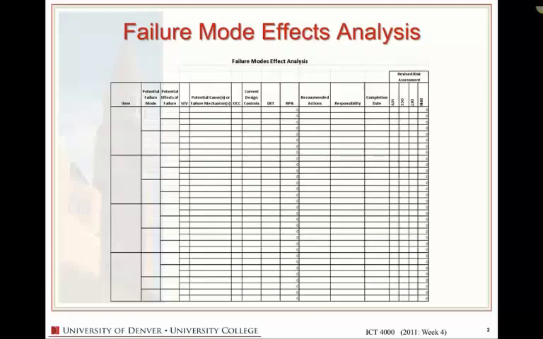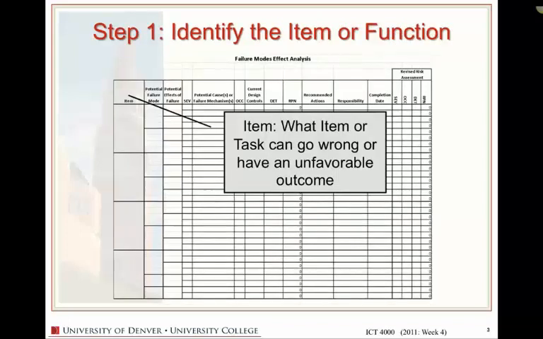So first of all, you have the failure modes effect analysis. And it's this big, complicated spreadsheet, but we're going to take it essentially one step at a time. The first thing that you do is you identify what item or task can go wrong or have an unfavorable outcome. It could be anything. If we go to our pizza dinner example, it could be the oven, it could be the preparation of the food, it could be the setting of the table, or even the dividing up of the pizza. Any one of those tasks could in fact possibly go wrong.